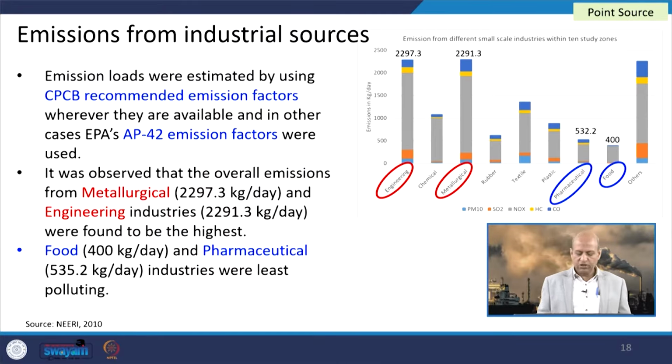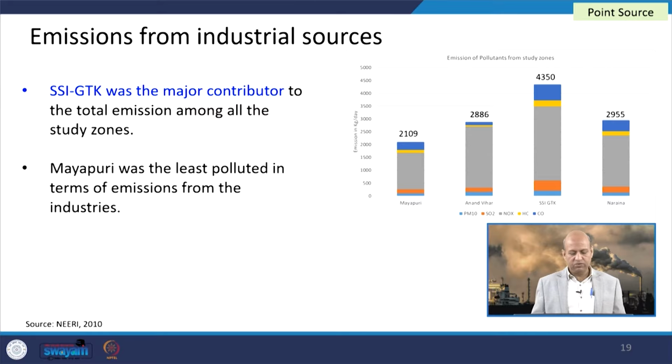Well, when we talk about engineering industries, their emissions from different small scale industries. So the engineering industries, metallurgical industries are responsible for maximum emissions, you can see, and NOx emissions are coming a lot from all these kind of industries. So you can see the dominating emissions are NOx from these particular industries in a very large quantity. Well, if you see these from industrial sources, again pollutants like PM10 or sulfur dioxide, NOx, etc. So again NOx is dominating, and then CO is also there.